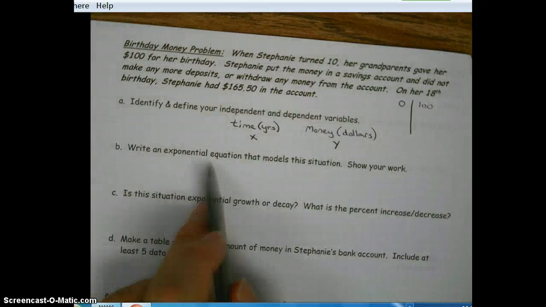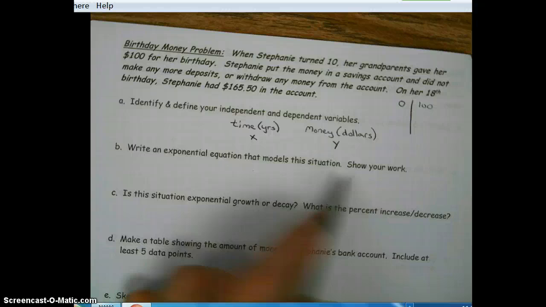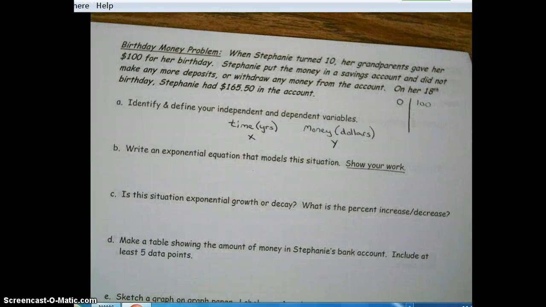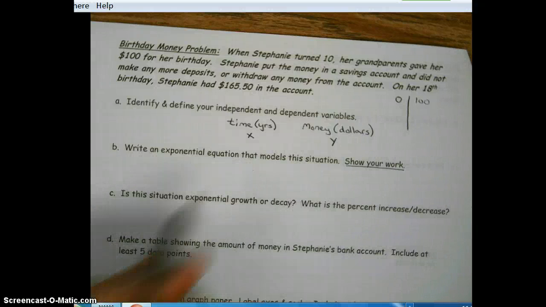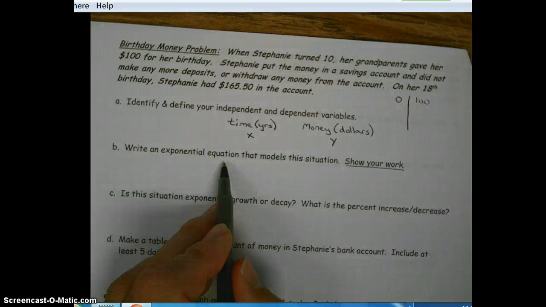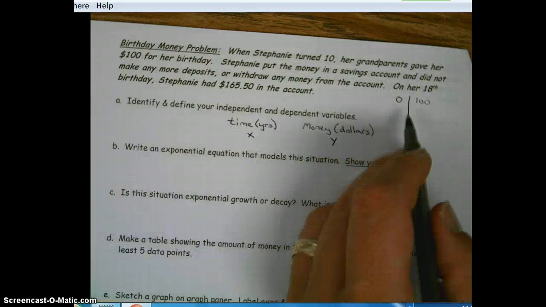Now, it says write an exponential equation that models this situation. Show your work. Ha ha ha. Show your work. Okay? Well, I'm going to show you how to get this equation using your calculator, and I will show you how to get this equation using algebra. Okay? So, first of all, we need our 2 points.